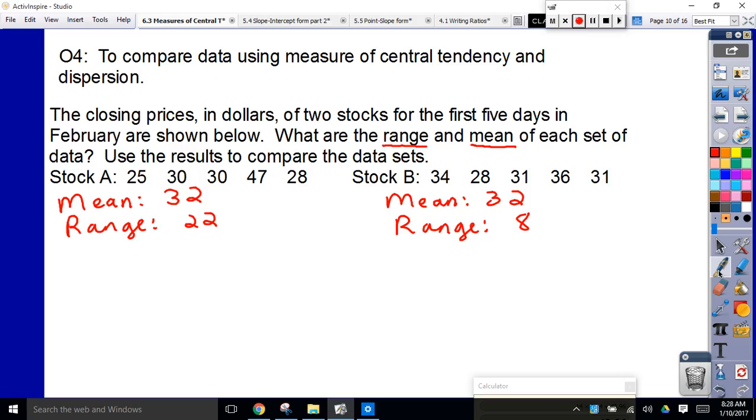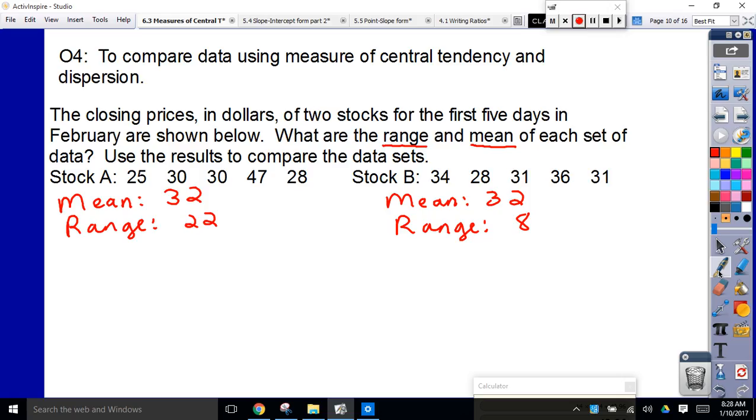Sophia? Stock A. If the range is larger, it means there's more variance in the stock. So it might shoot up really high sometimes. It might go down really low sometimes. It's very unpredictable. Whereas stock B has a nice straight line, with a few little ups and downs, but not as many. So stock B would probably be a better one to invest in because there's less variance.